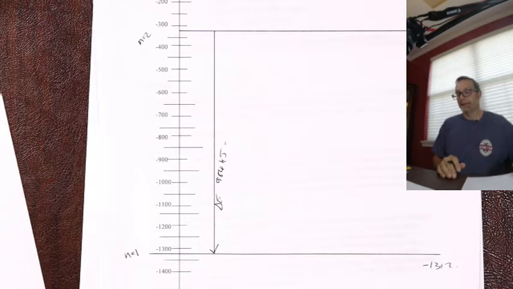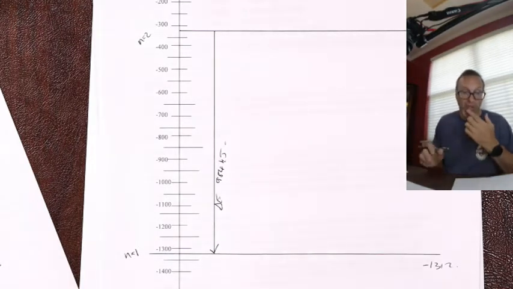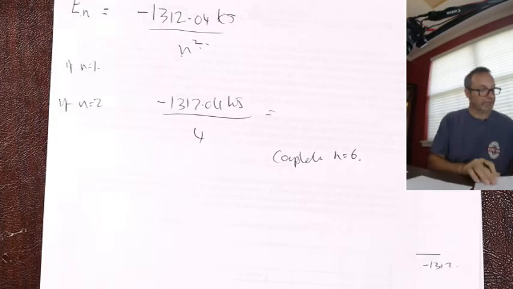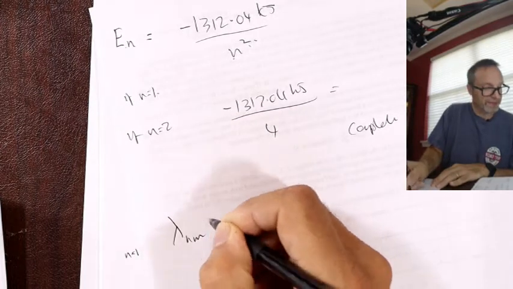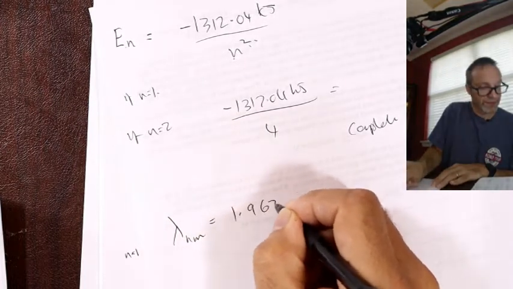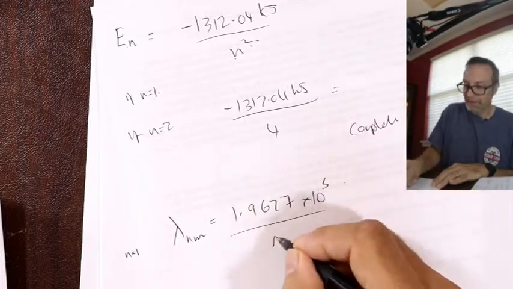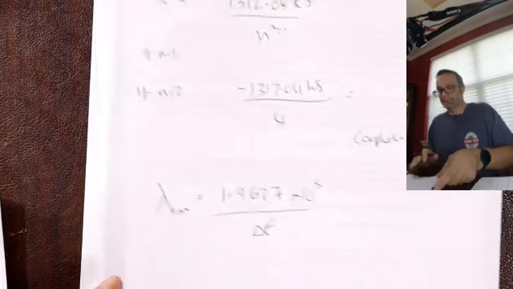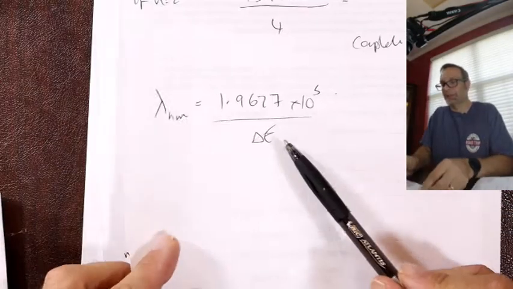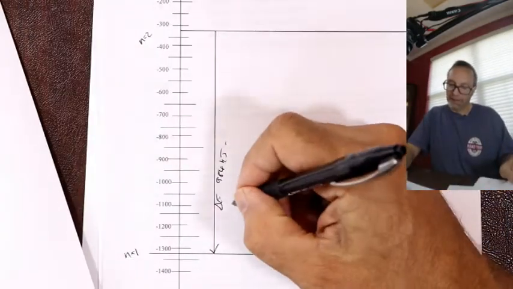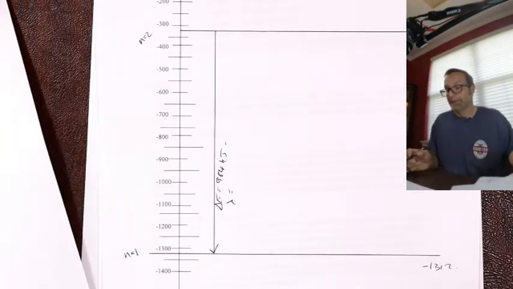Now, that's great, but it doesn't tell us what we need to know, which is the wavelength, okay? So we use a separate equation for that. The separate equation is lambda in nanometers equals 1.9627 times 10 to the 5 over delta E, all right? So if I just stick in 984 as delta E, I get the wavelength for that. So lambda equals, and I can work it out, okay?